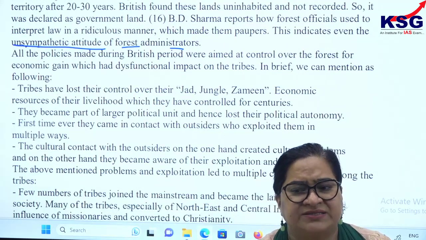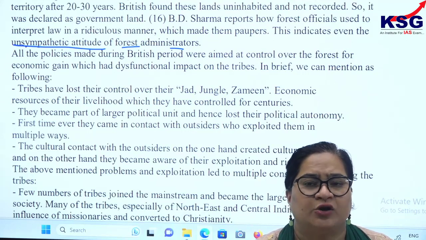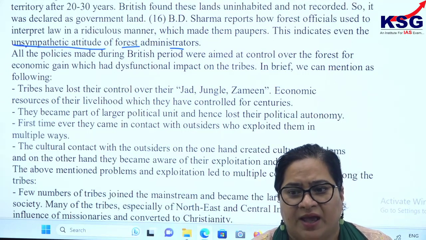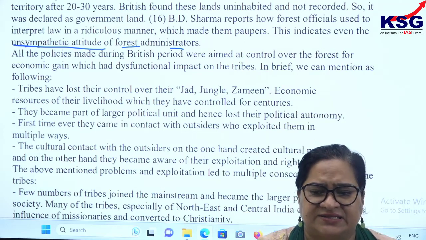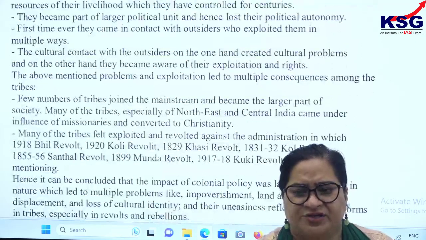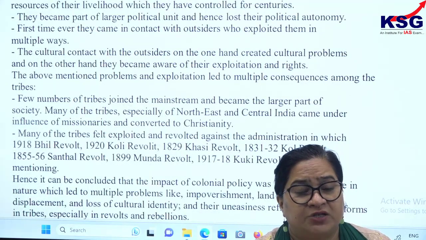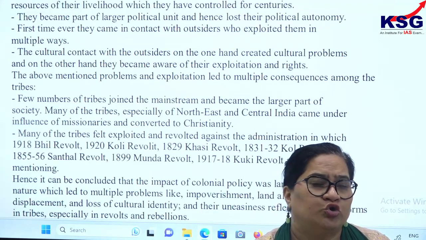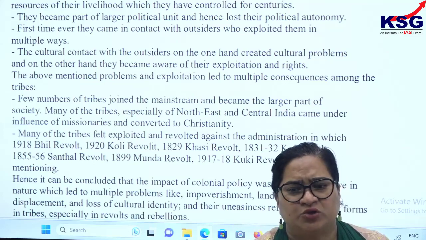All right. Further, we can see they became a part of the larger political unit, and hence they lost their political autonomy. And they started resisting this given possibility. Other issues you can see is related to, we can say, multiple types of cultural aggression, also the impact of, we can say, conversion. So all those things were also happening.